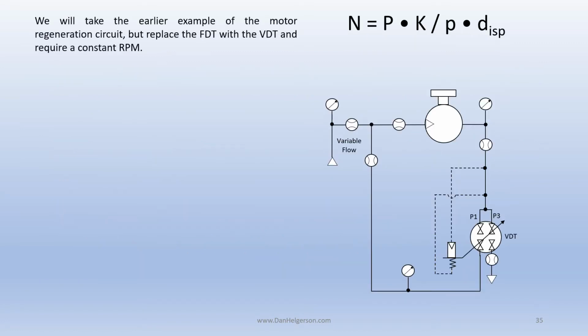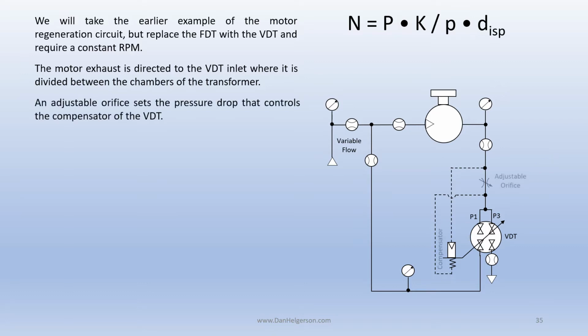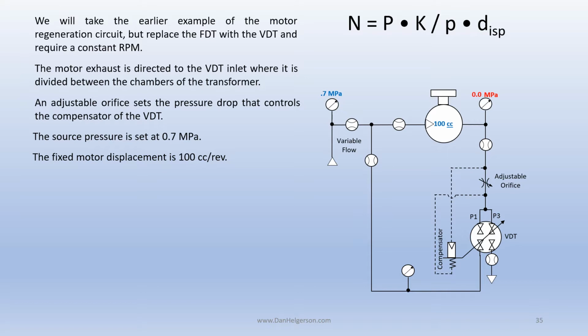We will take the earlier example of the motor regeneration circuit, but replace the FDT with a VDT and require a constant RPM. The motor exhaust is directed to the VDT inlet, where it is divided between the chambers of the transformer. An adjustable orifice sets the pressure drop that controls the compensator of the VDT. The source pressure will be set at 0.7 megapascals. The fixed motor displacement is 100 cc per rev, and the required speed will be 1200 RPM.